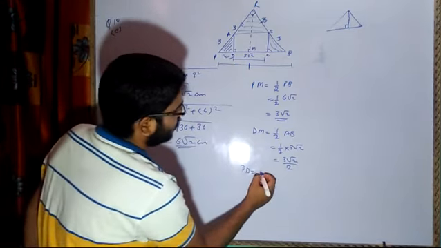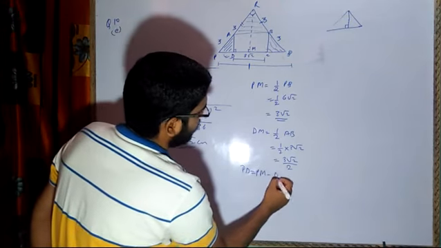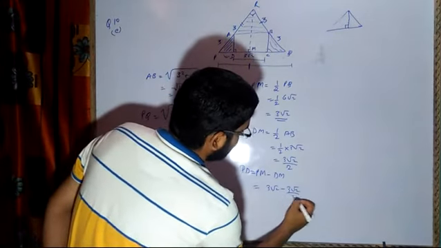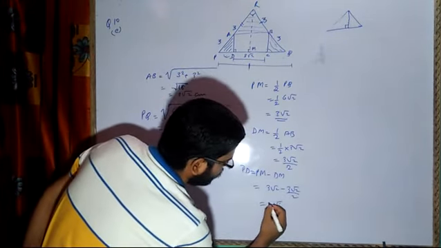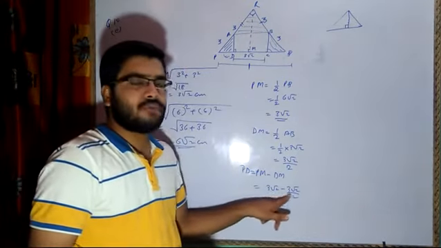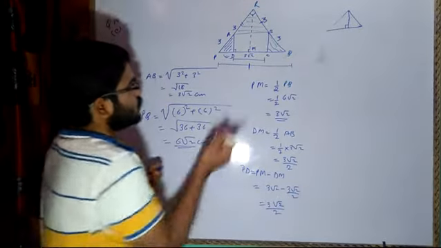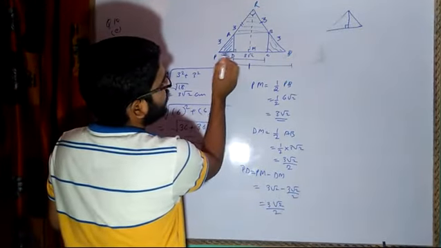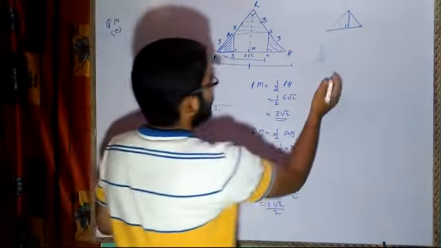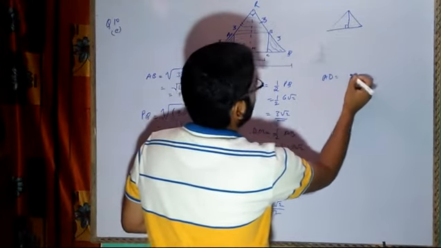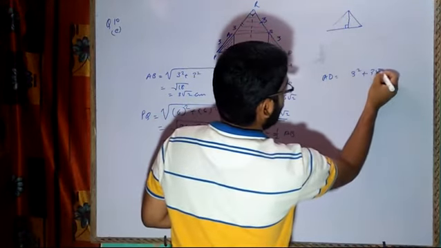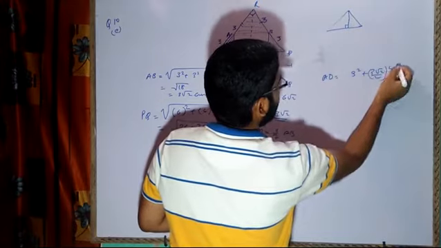So PD will be equal to PM minus DM. That means 3 root 2 minus 3 root 2 by 2, which is 3 root 2 by 2. Correct? If you take the LCM, it will be 6 root 2 minus 3 root 2, which is 3 root 2 upon 2. So this much is PD, which is 3 root 2 by 2. You have this side 3. Again, you can apply the Pythagoras theorem and find AD. AD will be equal to root under 3 square plus 3 root 2 by 2 whole square.